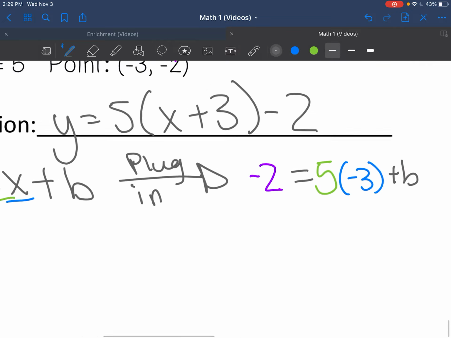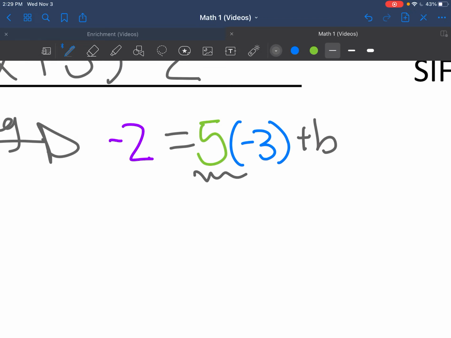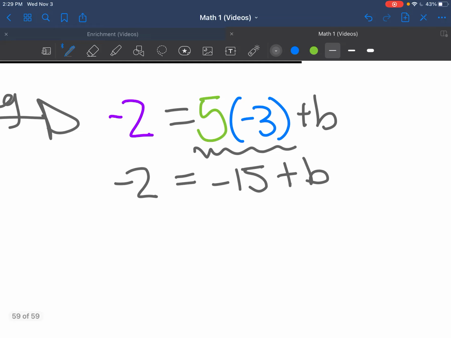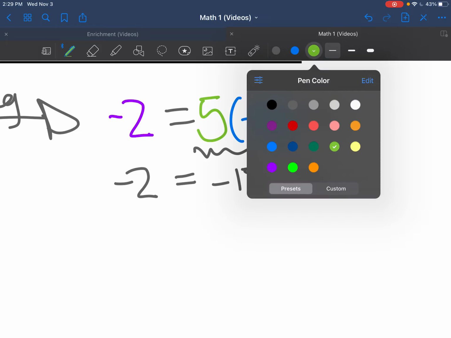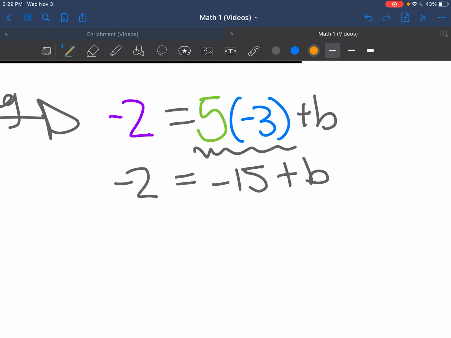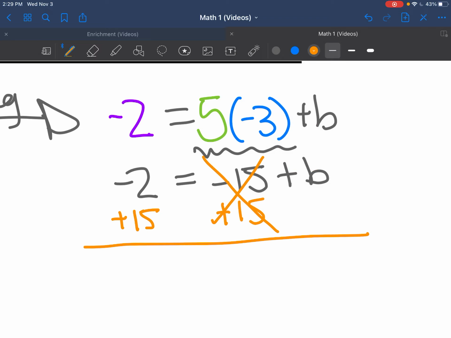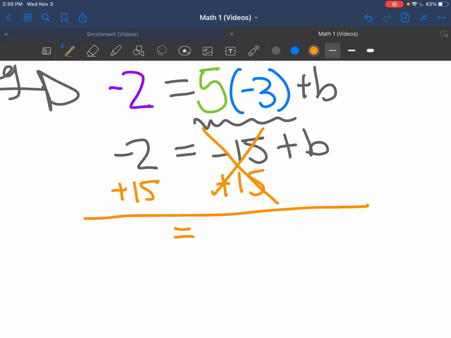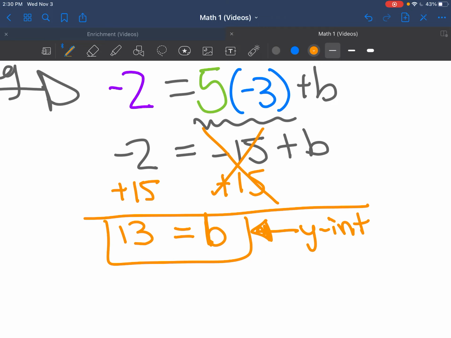Now that everything's plugged in, let's do some math. So 5 times negative 3 is a negative 15. That's the only thing I changed, so everything else can get brought down. And we need to figure out b and get it by itself. Well, in order to do that, that 15 is going to have to go to the dark side. So it becomes a plus 15, because when you go to the dark side, you change, which means he is no longer a Jedi. So he gets crossed out. So all we're left with is a b. Negative 2 plus 15 gives us 13. And now we have the y-intercept of 13.